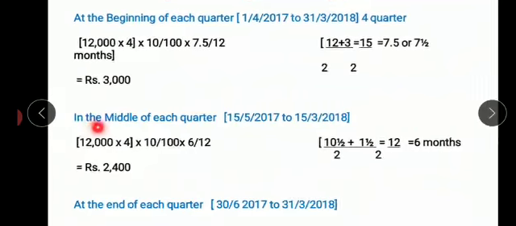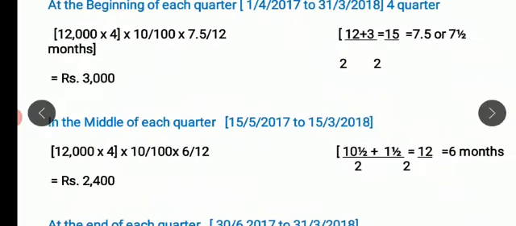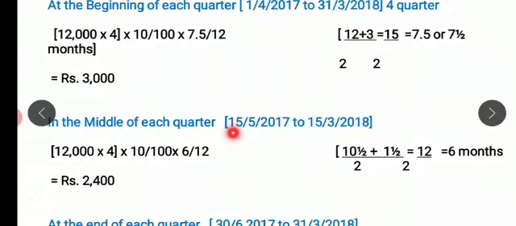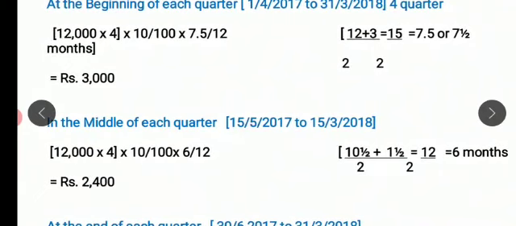Now if I withdraw the same 12,000 in the middle of each quarter, how will it be? From 15th May it will start till March, so your quarters will be in between, in the middle. Because it's in the middle, I have taken it as 15th May. Followed? So from 15th May, then 15th June, 15th July, 15th August. In this manner I have to calculate.